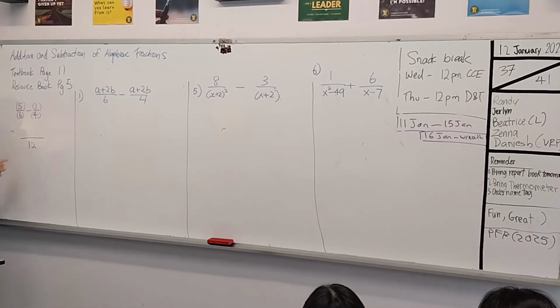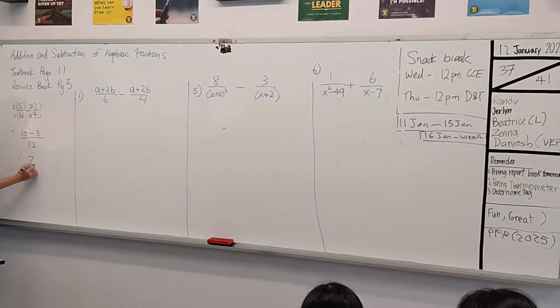So how do I get 12 here? I need to multiply the denominator by 2. So here I will have 2. And on the next term, I will multiply by 3 and 3. So in the working, I should have 10 minus 3, and that will give me 7 over 12.